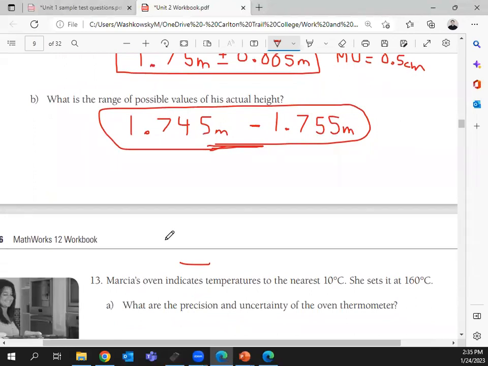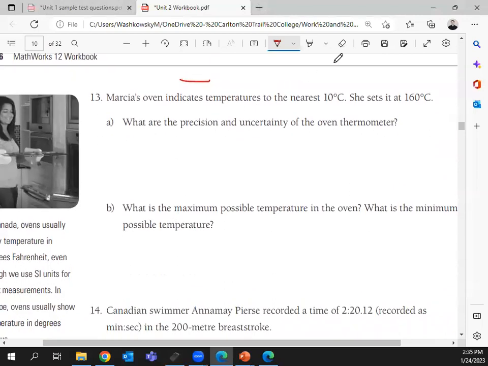So we're going to do one more together here. I want you to try out question 13, and if you finish that, you can move on to 14. I'm going to give you a hint though. This one's going to the nearest 10 centimeters. So this is kind of a new one.